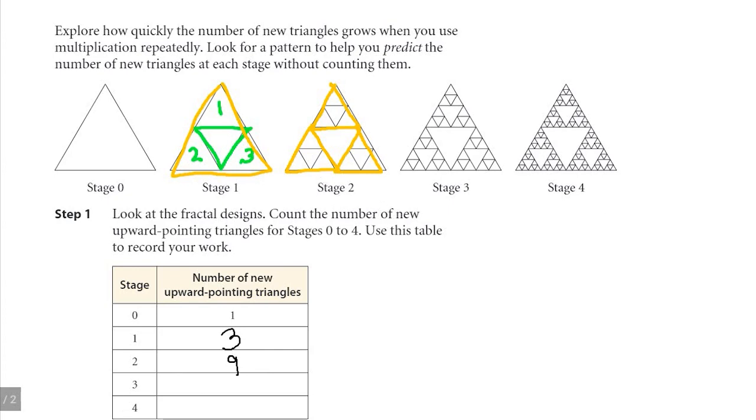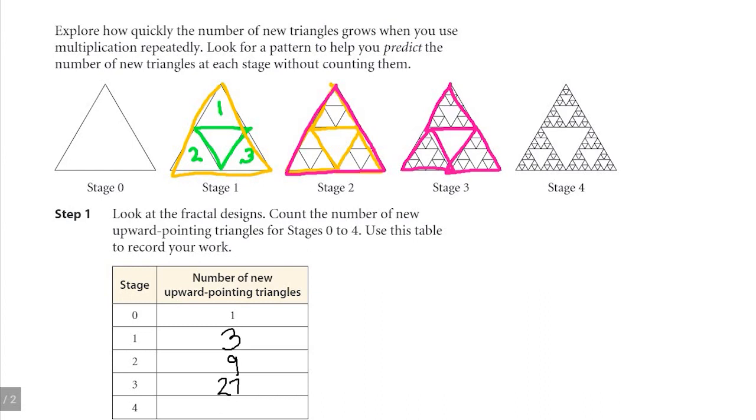And again, in similar thinking, in stage 2, we have 9 upward pointing triangles. And over here in stage 3, that stage 2 triangle shows up 3 separate times: 1, 2, 3. And if there are 9 upward pointing triangles in each, that would mean there's 9 times 3, that's 27.